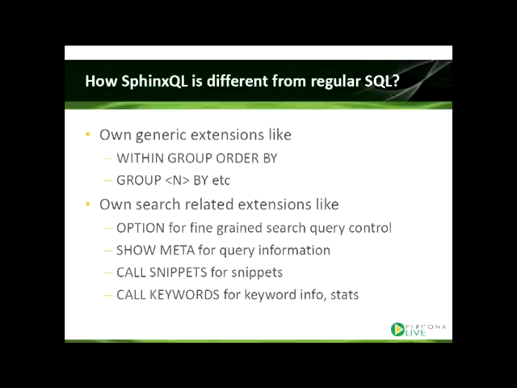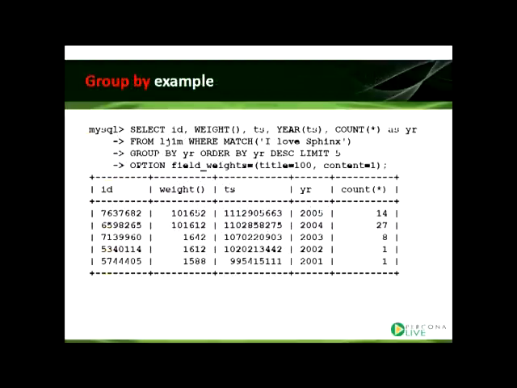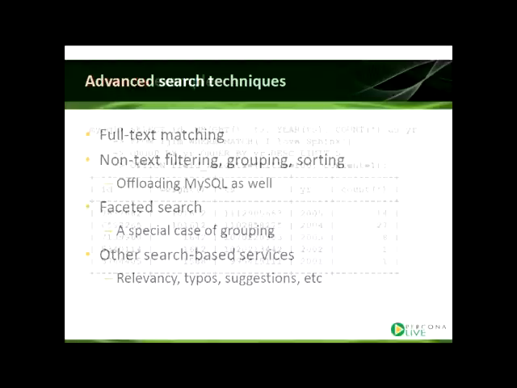Here's another example of the group by. You can see weight in the output. That's a result of how the ranker works. It assigns to every result some kind of rank, and you can order by rank or order by whatever you want. And well, basically, the next part will be about advanced stuff, so I'm going to hand it over to Andrew.